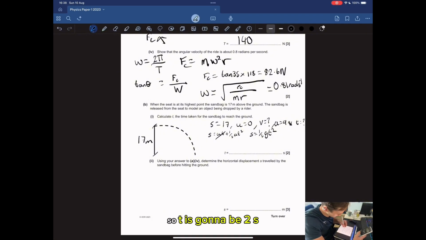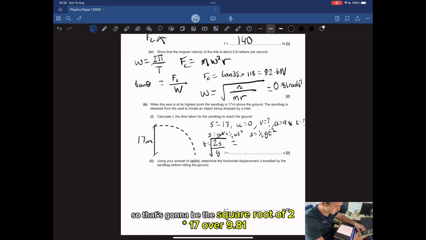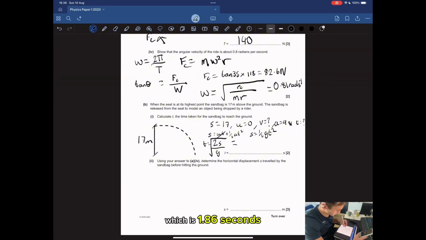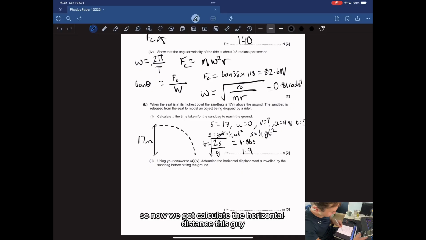So T is going to be the square root of 2S over G, so that's the square root of 2 times 17 over 9.81, which is 1.86 seconds. 1.9 seconds. So now we've got to calculate the horizontal distance.